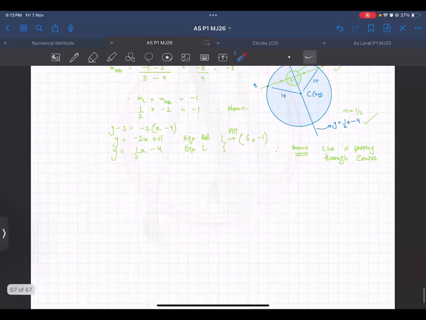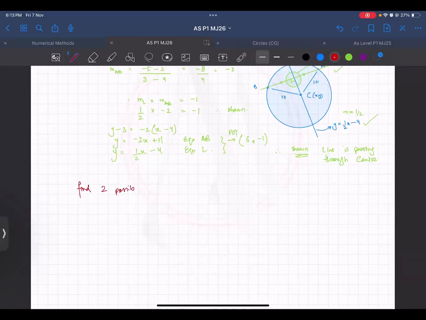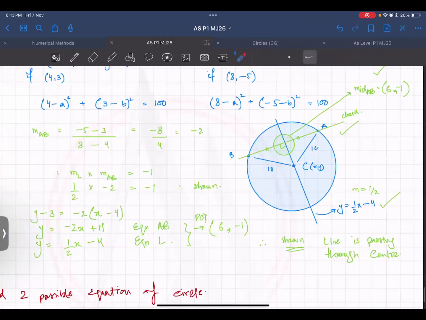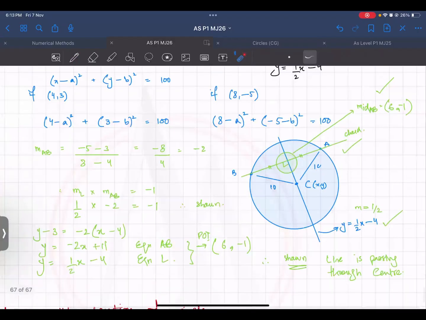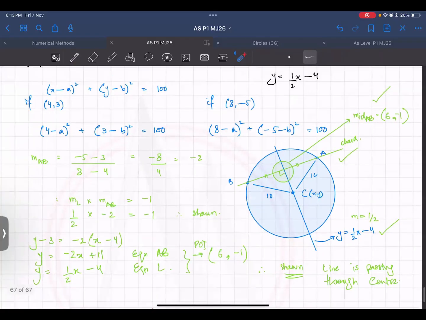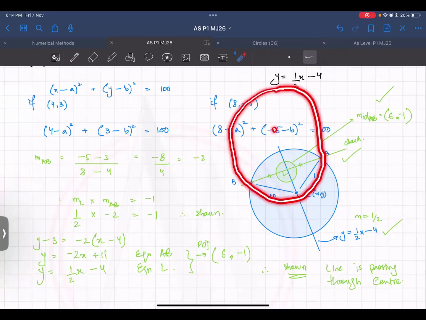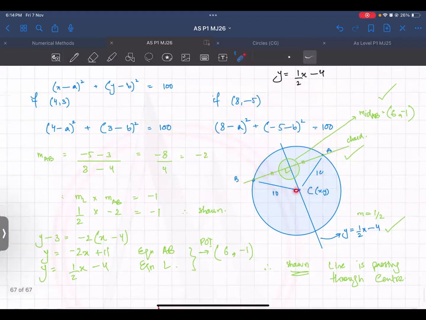Find two possible equations of circle. Now we know that this is one of the situations where it is passing through the center like this. It is also possible that the circle is over here, something like this, and the center is over here, and it is passing perpendicularly like this. So the circle center can be on this side of the AB, and it can be on the other side of the AB as well.